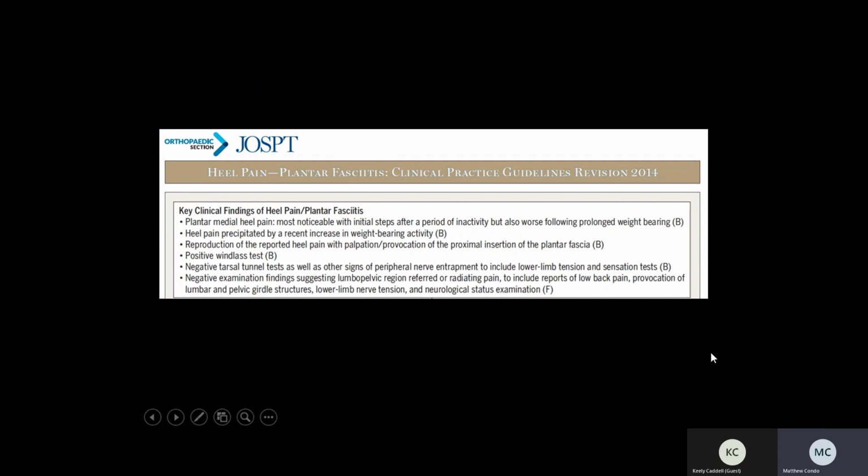This is straight out of JOSPT. Watch out. I would highly recommend, as a broad clinical note, the CPGs that have been put out by the APTA. They're phenomenal. They did not exist when I came out of PT school, and they have been a really good resource. When we're looking at heel pain, plantar fasciitis, take note of a lot of these key special tests. These things will save you a lot of time, a lot of headache, a lot of guesswork.